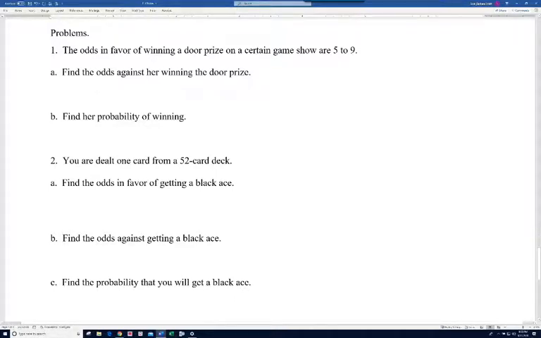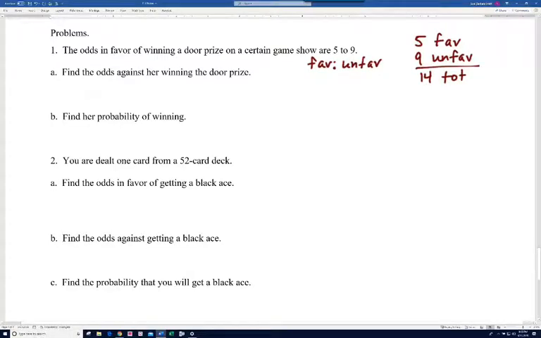Okay, so the odds in favor of winning a door prize on a certain game show are 5 to 9. So those are odds in favor. So favorable to unfavorable is the relationship or the ratio. So I'm going to go ahead and write out my different outcomes. I have 5 favorable, 9 unfavorable. That's what this ratio is here, which means there's a total of 14.